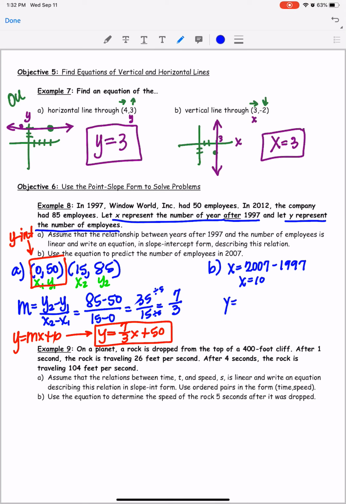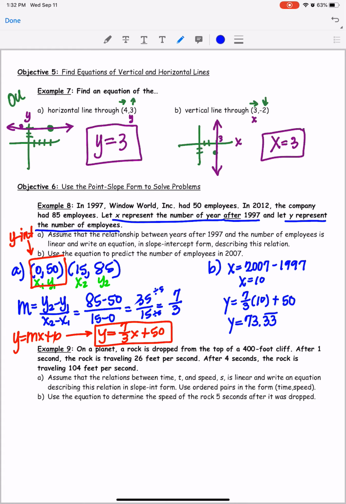So I have y equals 7 over 3 times 10 plus 50. So put this in your calculator. If you don't know how to put this in your calculator, come and see me and I'll show you, but you're going to use your ABC button. So you're going to do 7 ABC 3 times 10 plus 50. Put it all in there together. When you do that, you get 73.33 repeating as your answer.